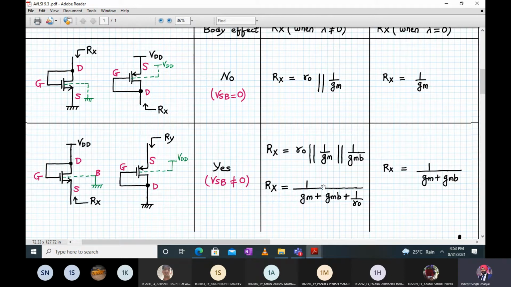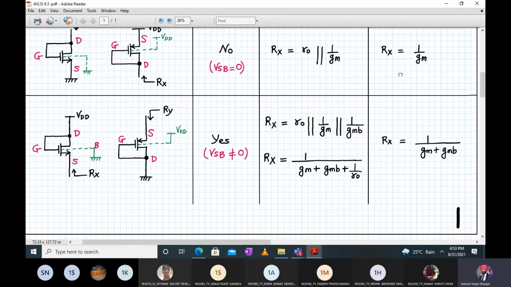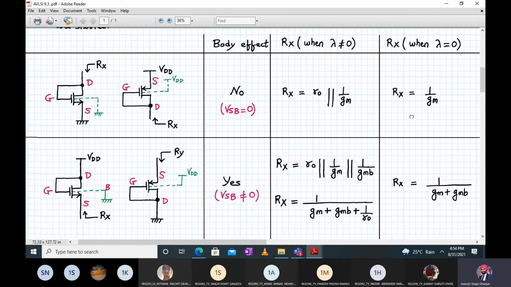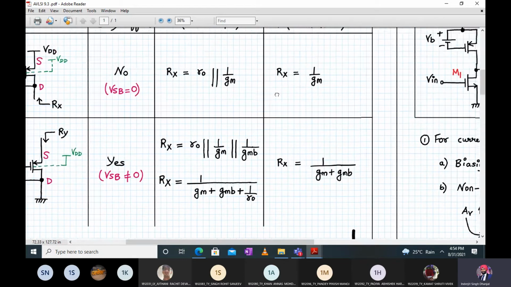These two equations mean the same. When lambda is equal to 0, the Ro term will disappear, and we can write Rx equal to 1 upon gm parallel to 1 upon gmb, or else Rx equal to 1 upon gm plus gmb. Fine, this result will come in handy, so you can take a print screen of this. Remember, we can treat it as Rx only instead of Ry, because the formula will remain the same. This will come in handy for the derivation for the diode connected load. Okay, so let's proceed ahead.